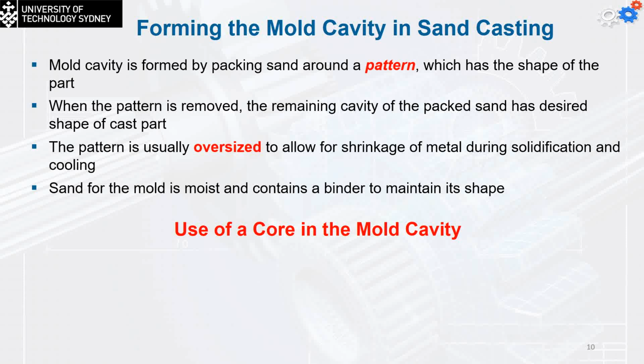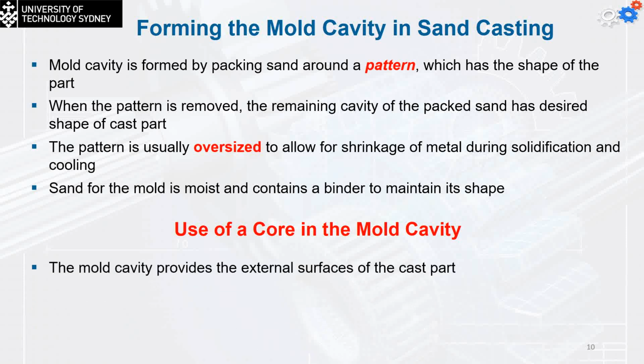Now, if I would like to have a cavity in the part I will cast, I need to have something called the core. The mold cavity provides the external surface of the part, but the core is going to provide the internal cavities within the part.